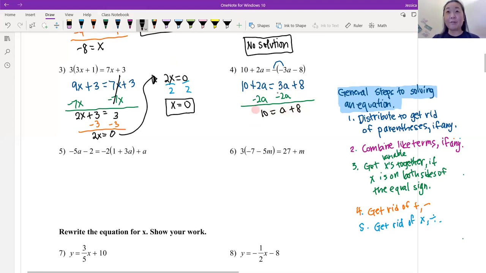Because if I did it on the other side, if I just subtracted 3a on both sides, then what would have happened? I would have had a negative a. Then I would have to deal with the negative. See what I mean? Saves us a step.